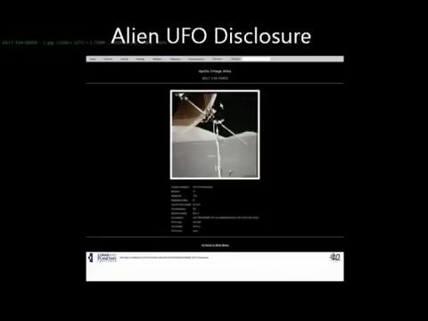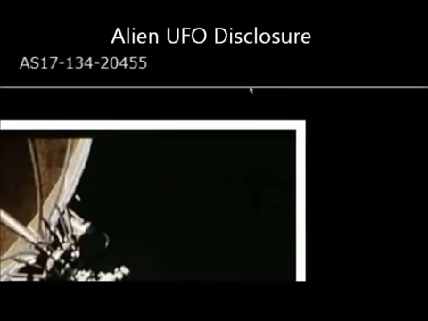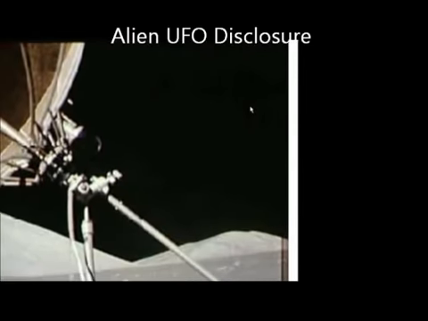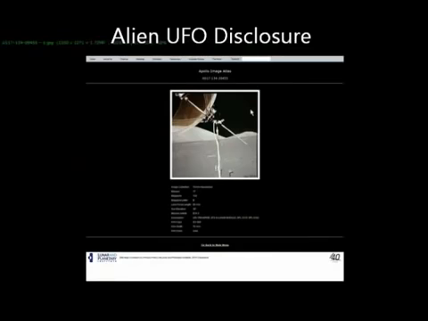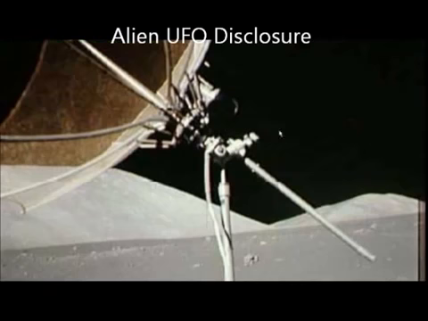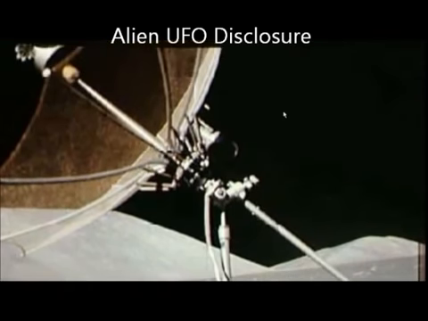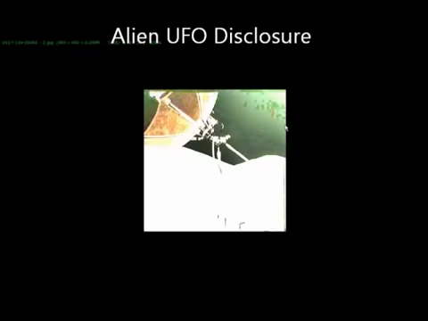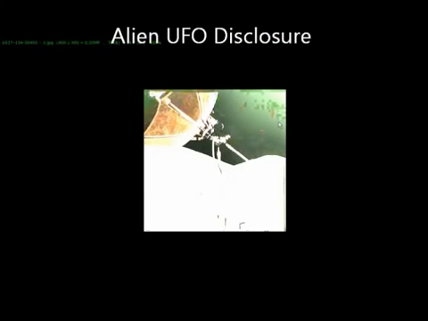Okay, here we go. AS-17-134-20455, Apollo 17 mission, and the object is very faint, hardly visible. This is the thumbnail. Well, you can hardly see it, but here it is. See? There's the object. Well, it's not much yet, but wait.